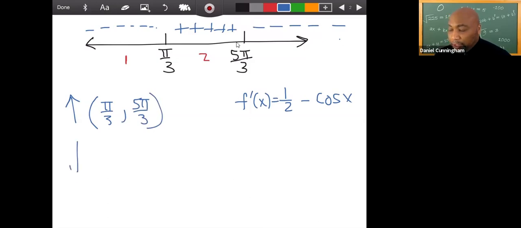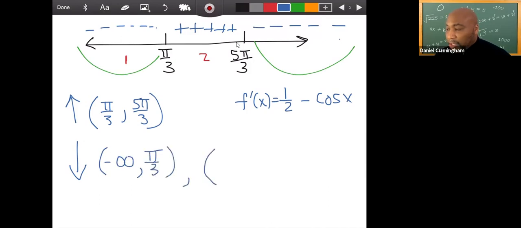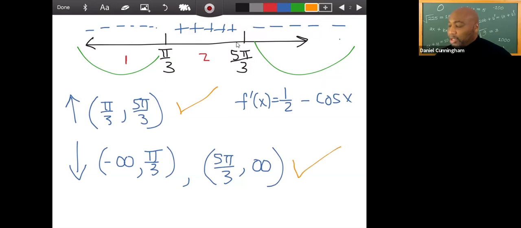And where's the function decreasing? It's where the negatives are at. It's in this region and also that region. So how do you write the answer? It's coming from negative infinity to, and it stops at pi over 3. And then also has another one that is decreasing at 5 pi over 3 to positive infinity. And so that's where it's increasing, where all the pluses are at, and decreasing, where all the negatives are at.